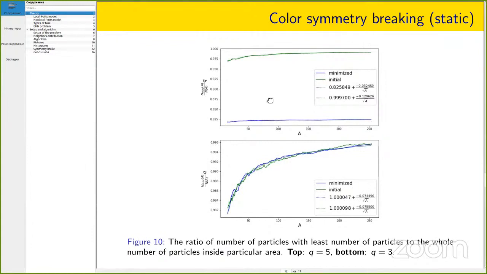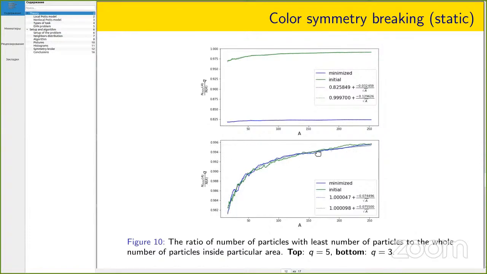But for minimized configurations it is much less, and it doesn't strive to this curve, and basically it doesn't change with the growth of the area. So the effect is global. In contrast, let's look at the picture for three colors. In this case, these curves go along for initial and minimized, and we don't see this effect at all.